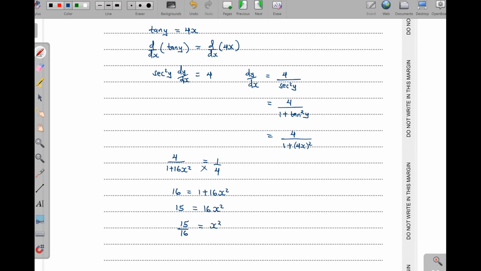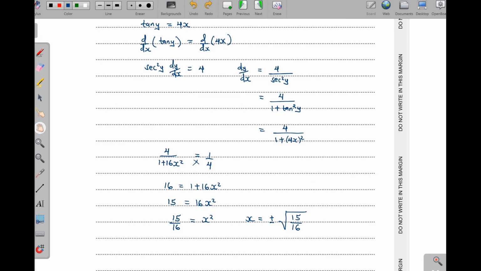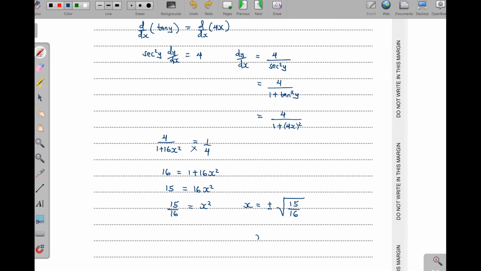Squared. Also, and therefore our x is going to be equal to plus or minus the square root of 15 out of what? 16. And they said find the exact values of x. So those are the ones there. I can maybe write the answer like this, because this 15 here is not a perfect square, so I leave it with the square root. And then when I take the square root of 16, of course, that one gives us a 4. So those are the two x values, the positive and then the negative.